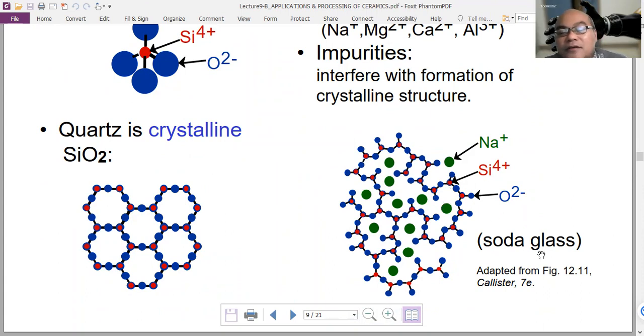If you put boron, it becomes borosilicate glass, which becomes stronger. Pyrex glass.